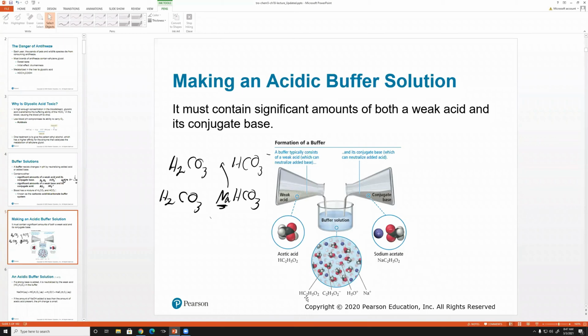You'd have the weak acid, the conjugate base, H3O plus, and Na plus. But the H3O plus and Na plus don't really contribute to the buffer system, because what's doing the neutralizing of the acid that enters the buffer system is the conjugate base. And what's doing the neutralizing of the base that's added to the buffer system is the acetic acid.